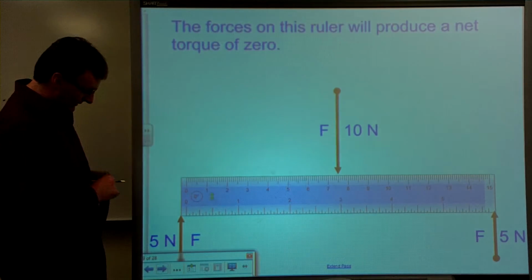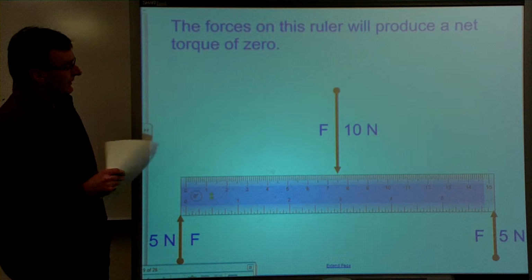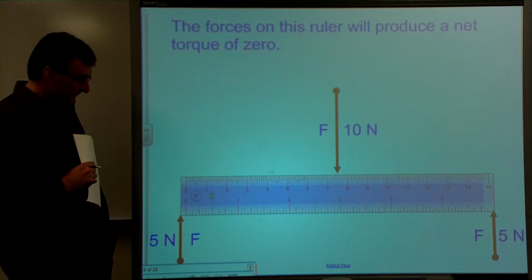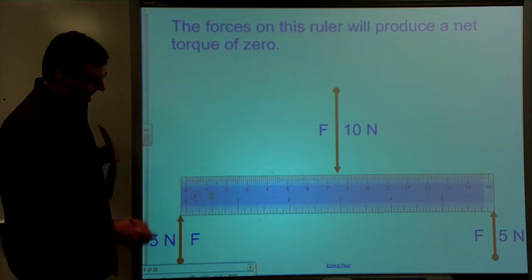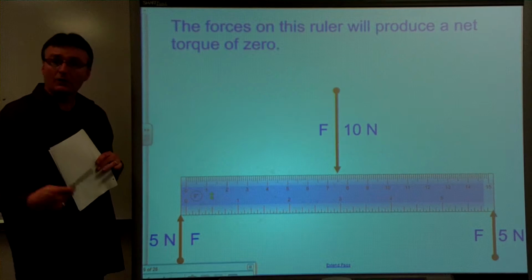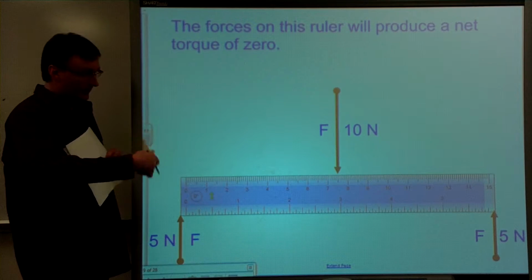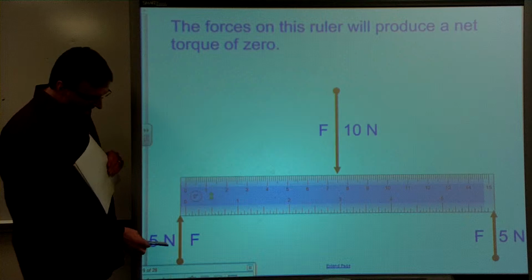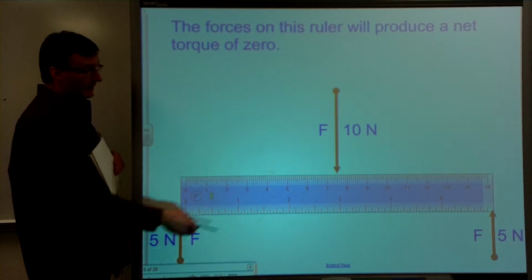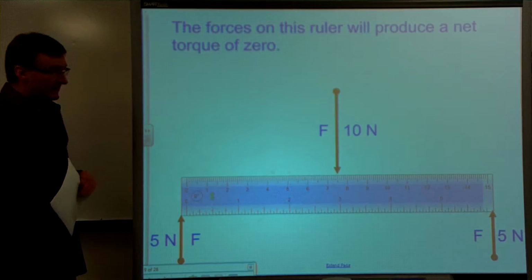So here's an example here. Let's move that down a little bit for now. Here's an example where the net forces on this ruler will produce a net torque of zero. Based upon the forces that I've got on here, the net forces will not produce a torque on this particular object. If you look at the center of motion here, and we make that the pivot point, or the axis of rotation, we have a force on this side that's producing a torque, which will be balanced out by the torque on this other side, and so effectively the net torque is zero.